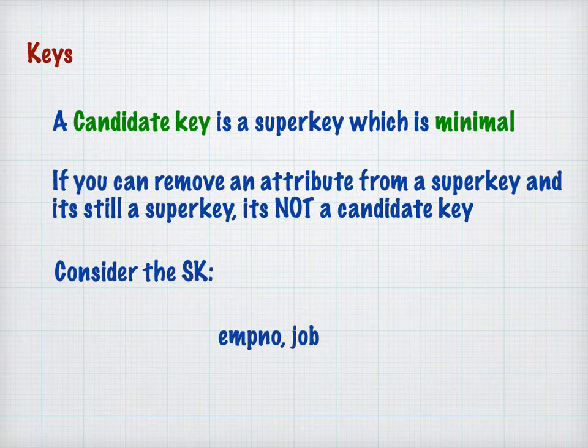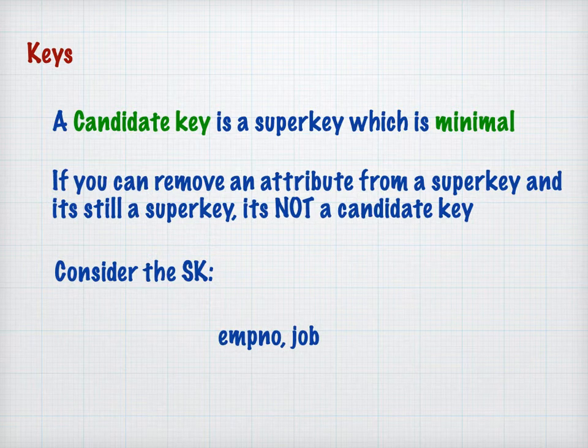So we're still looking for that uniqueness property. It's still returning one row from the table, but what we're really looking for is the better keys. And here, when I say better, what I mean is minimal. Are they as small as they can be?